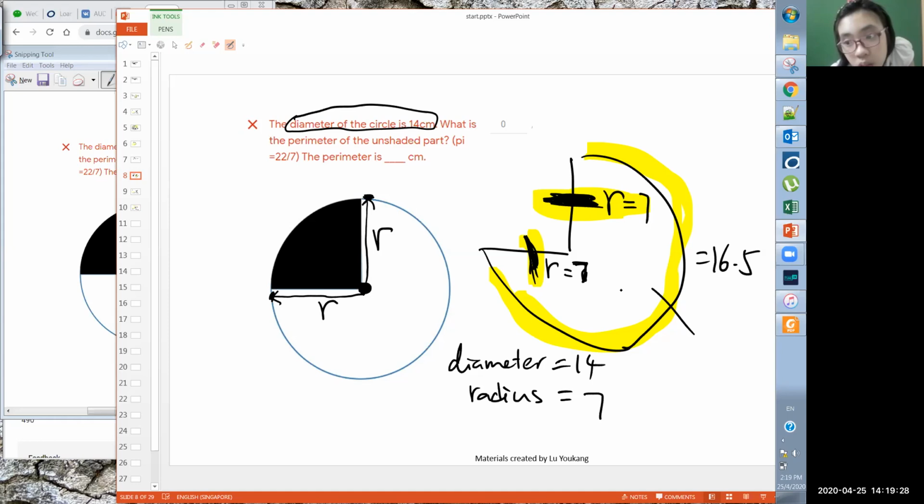So now can you find out what is the perimeter or not? So what's the perimeter? 16.5 plus 7 plus 7.